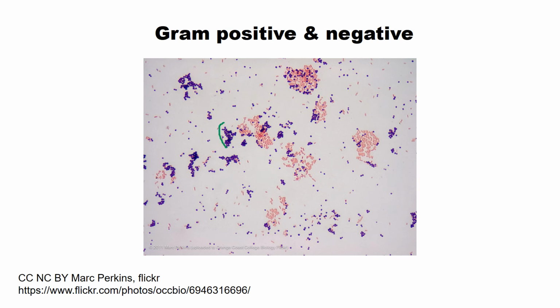This strong color here, this purple color, is from crystal violet. And depending on the pattern of the staining, if the bacteria is stained strongly with the crystal violet, we call this gram-positive. And then the pink one here, if it is not stained by crystal violet, we call it gram-negative bacteria.